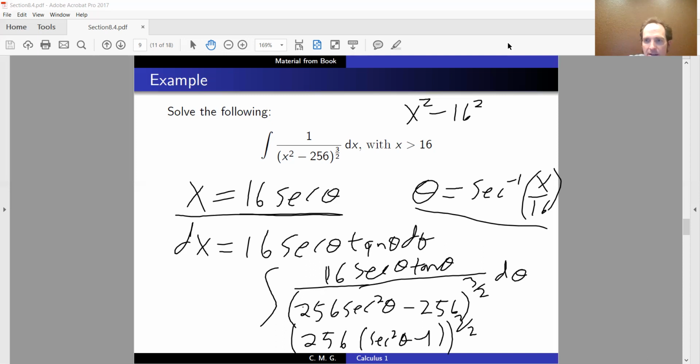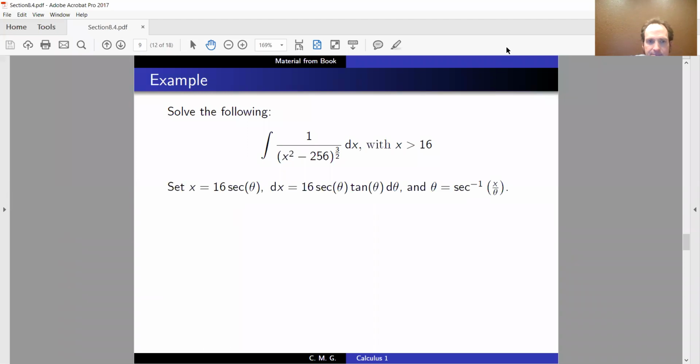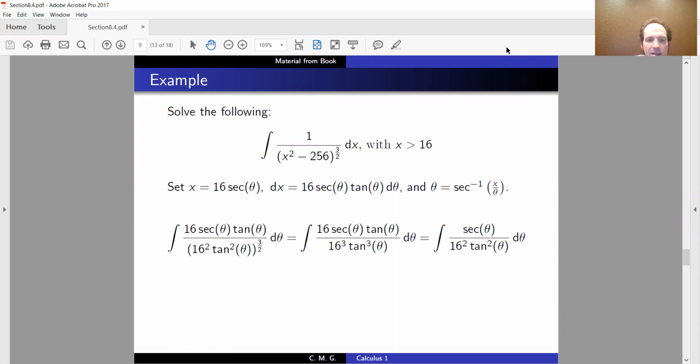Now, secant squared theta minus 1. Based on our Pythagorean identity, that is just going to be tangent squared theta. Okay. And I think, if I've done this, I believe I have all this in here. So I have 16 secant theta, it becomes 16 secant theta, tangent theta, d theta. Theta is secant inverse of x over 16.